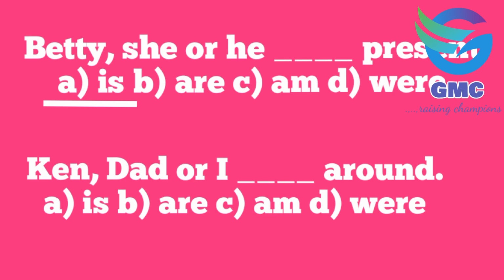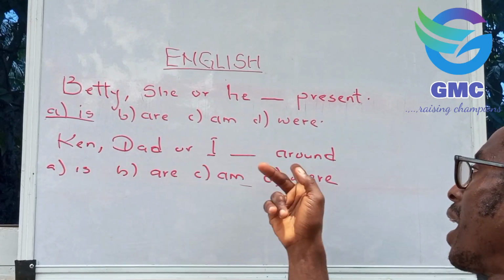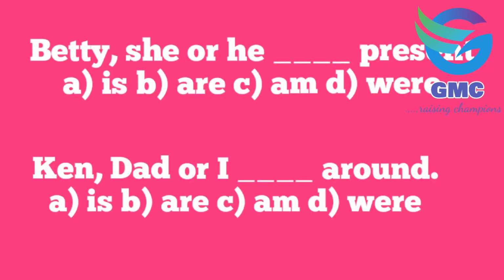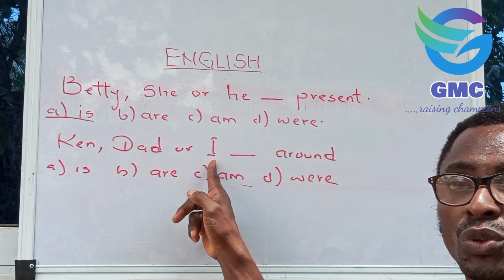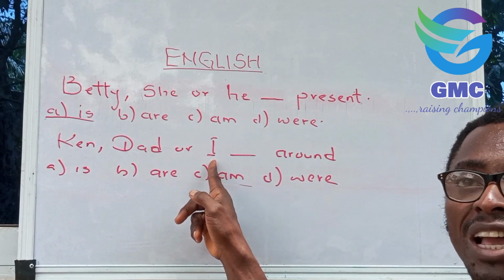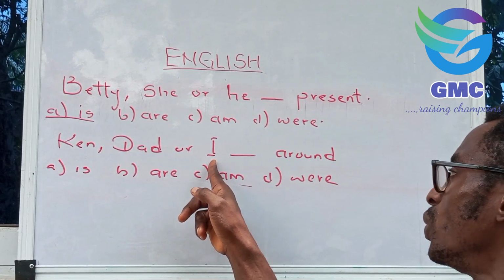Now look at this second question. "Can dad or I dash around?" Again, leave out these other ones. Use the last noun or pronoun to make your decision of the right verb to choose.